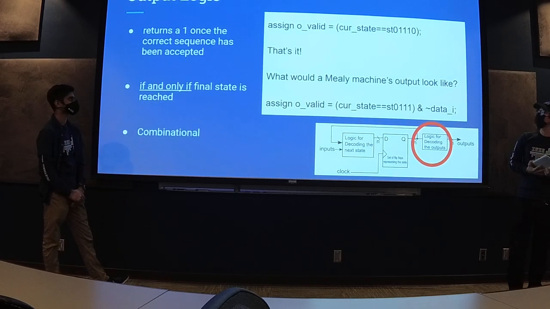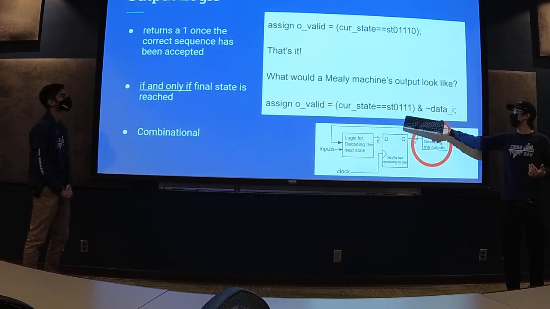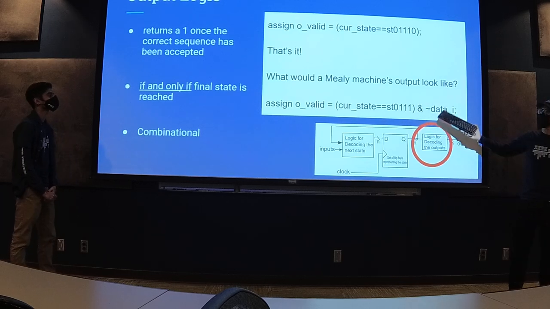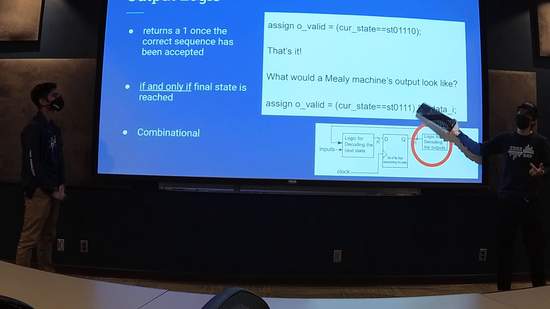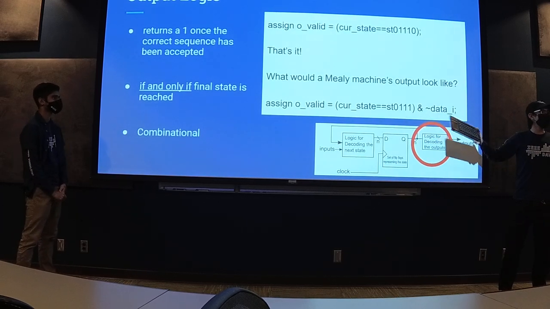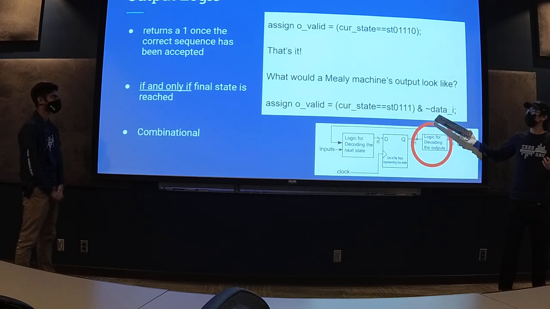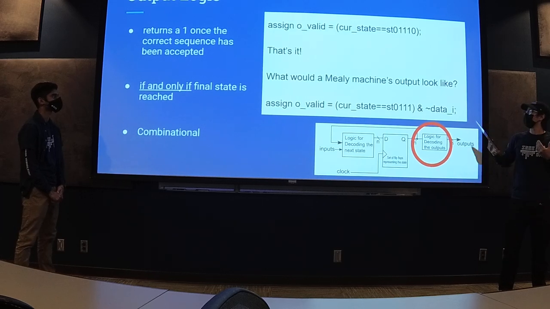So if you guys notice, the advantage of having a Mealy machine is that you actually save yourself one state, because instead of transitioning to your state 0001110, you just use the input data and you check if that's correct. If that isn't correct here, then you'll actually have to go back to idle anyways, through a Mealy or a Moore machine, and that's why you have it like that.